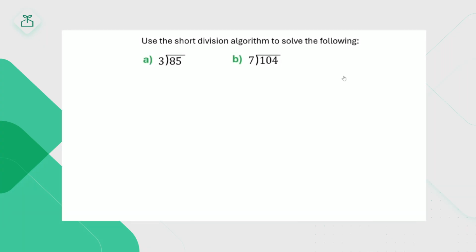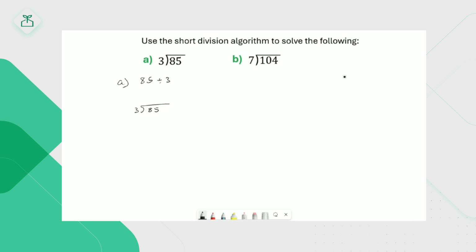Now we're going to look at some algorithms for doing basic division. I'm sure you've seen this all before, but this question here, A, is equivalent to writing 85 divided by 3. So the dividend goes underneath the shape, and then the divisor goes on the outside. In order to solve this, we follow a sequence of steps.